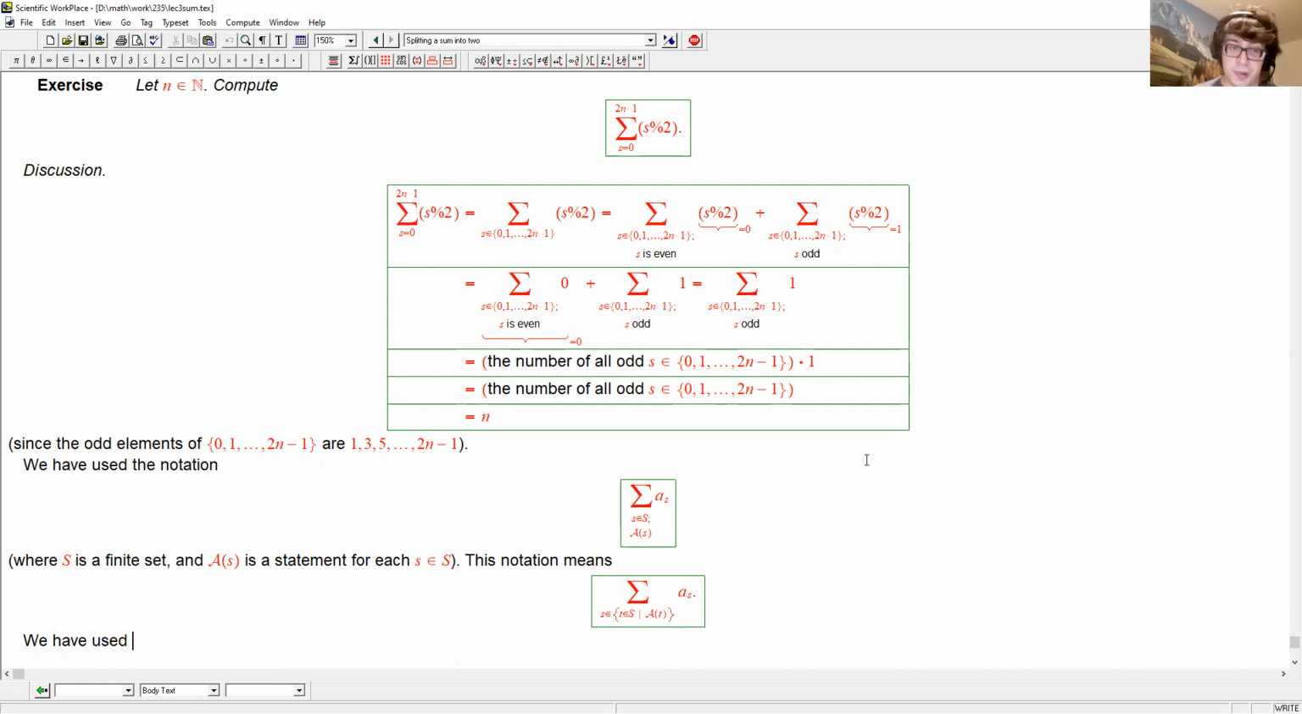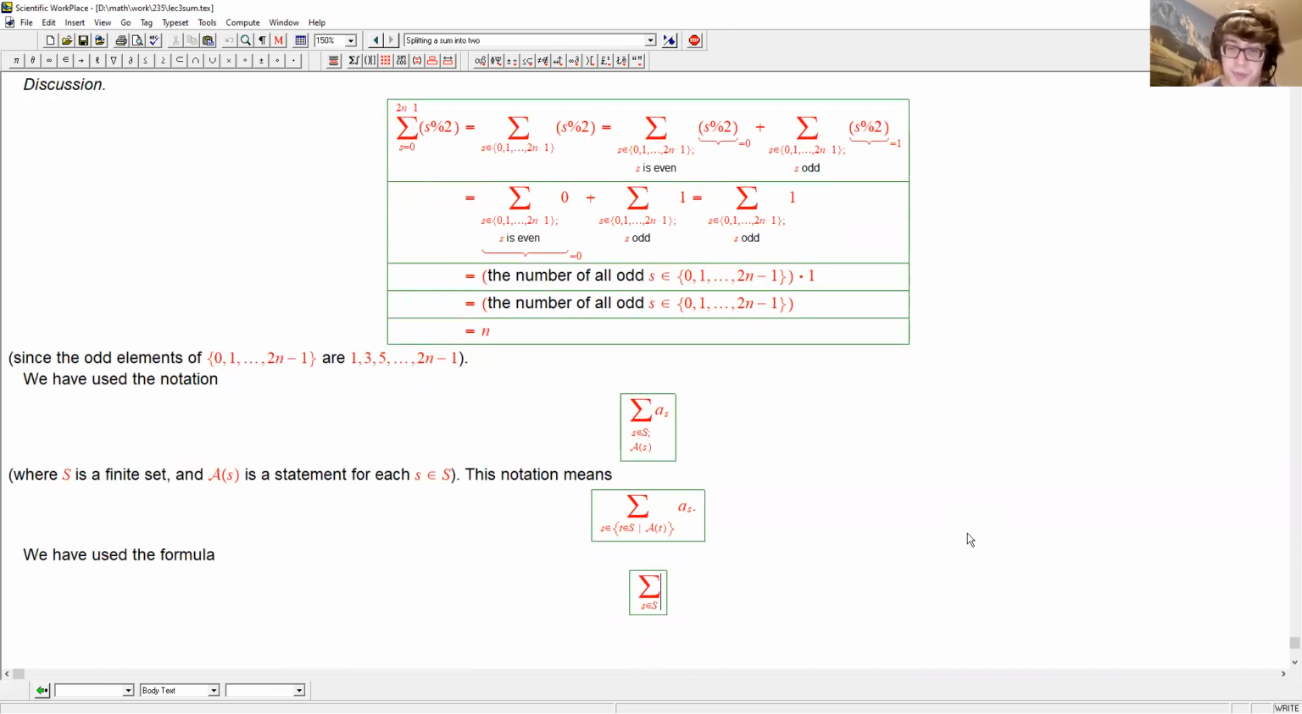And we have furthermore used the formula that if you want to sum over all elements of a set, and you have a logical statement, you can split the sum into those s's that satisfy the statement and those s's that don't. So here are the ones that satisfy it, and here are the ones that don't.